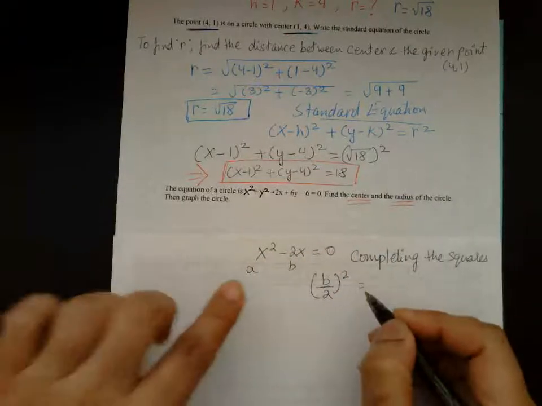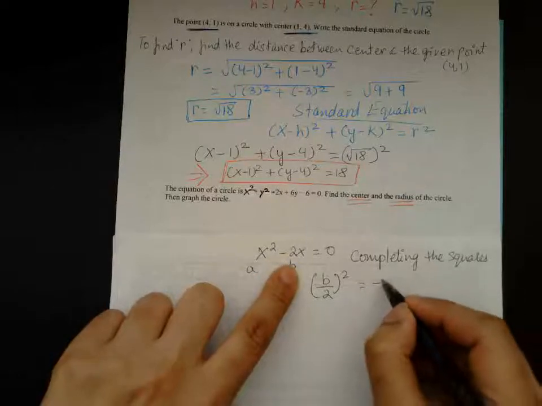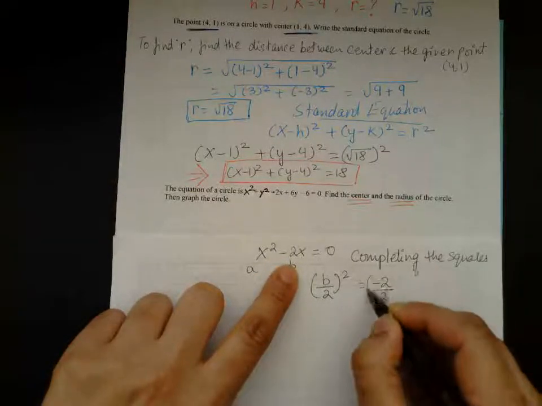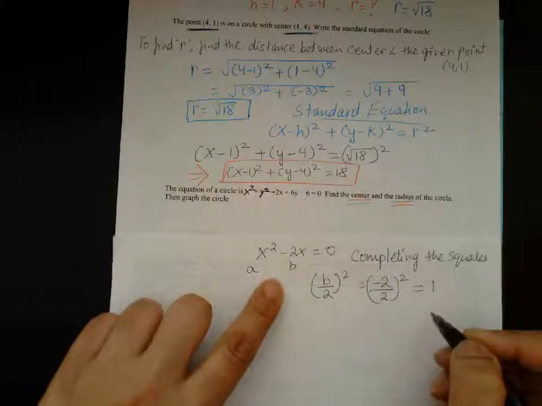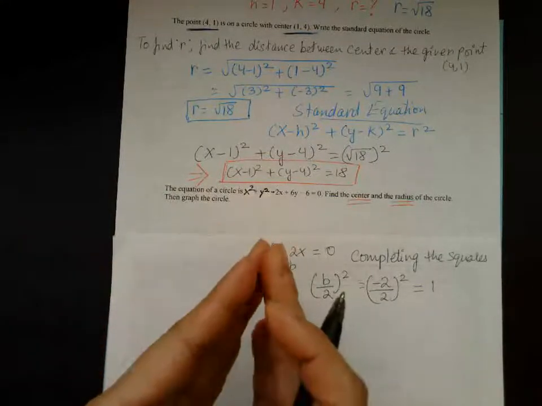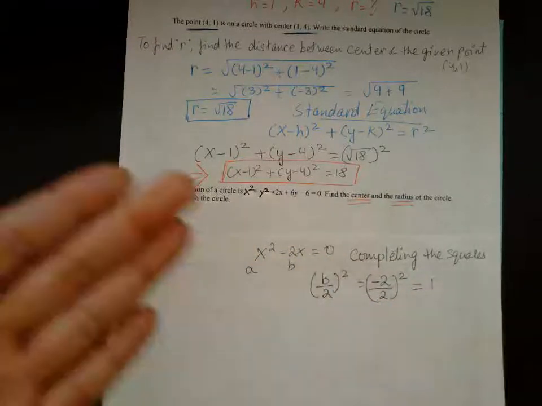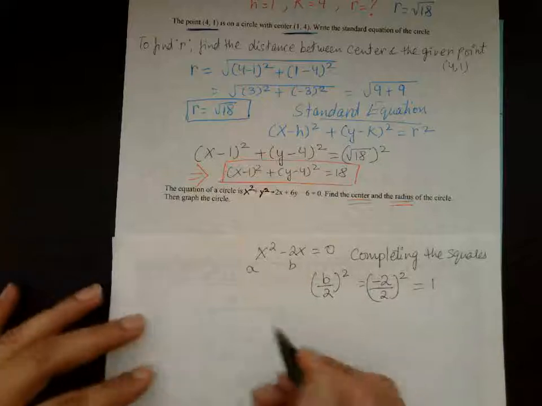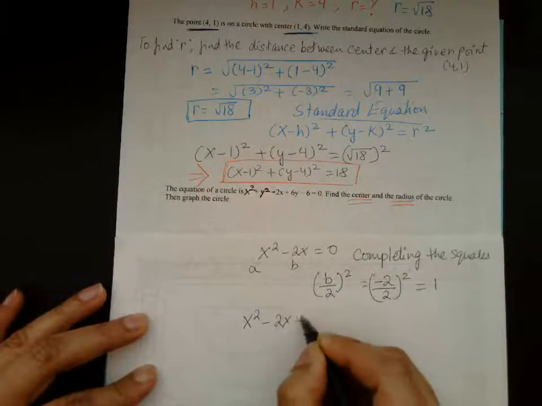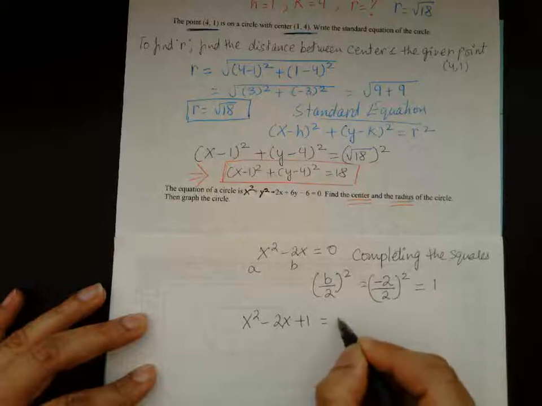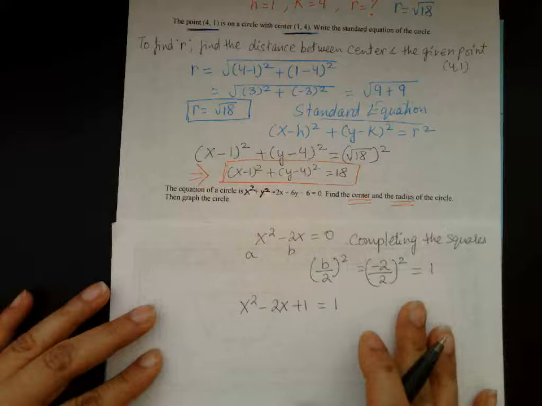So in this case, what is b? b is negative 2. Negative 2 divided by 2, squared, will give you nothing but 1. And then add that 1 to both sides, the left hand side and the right hand side. x squared minus 2x plus 1, and 1. And then you can find the answer.